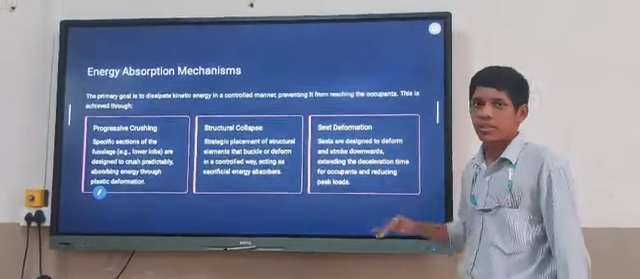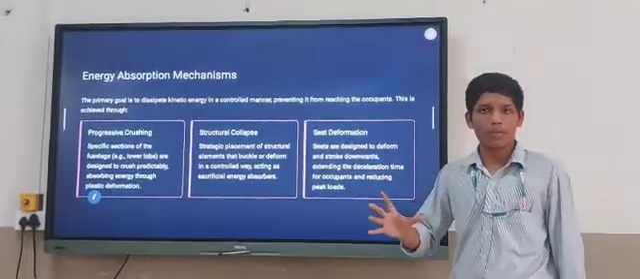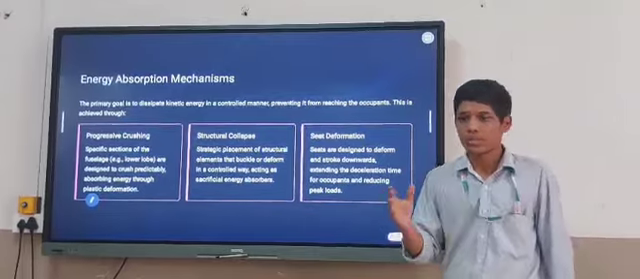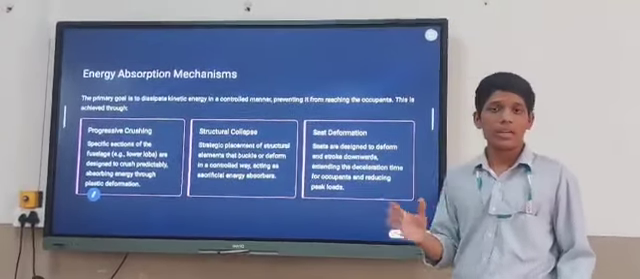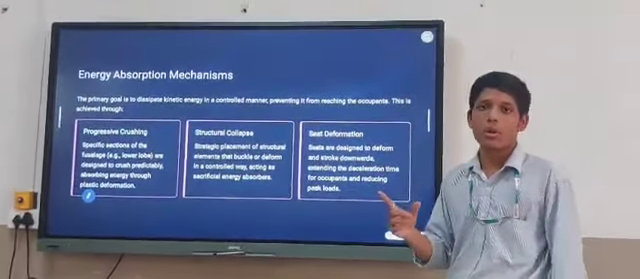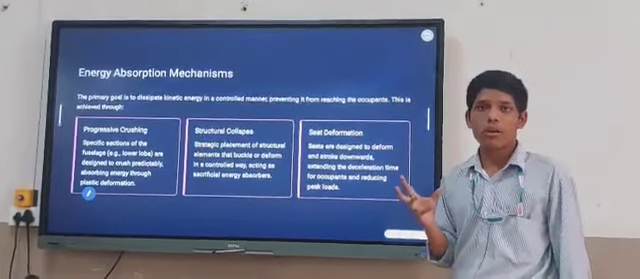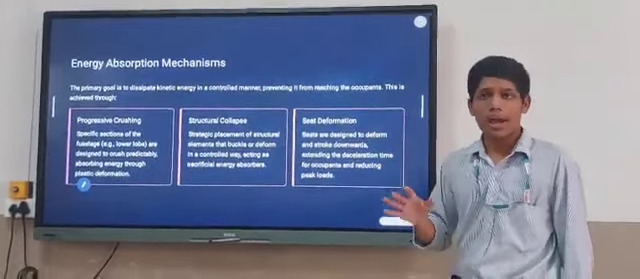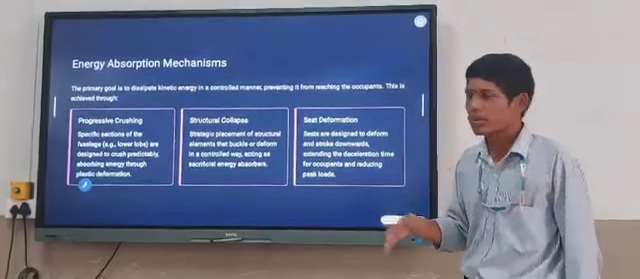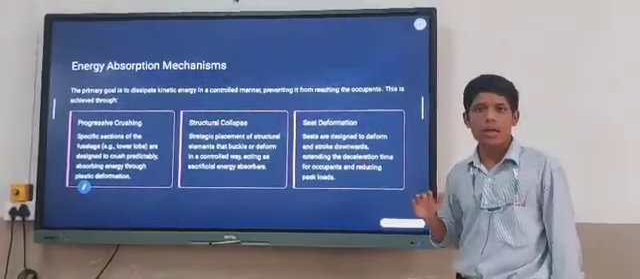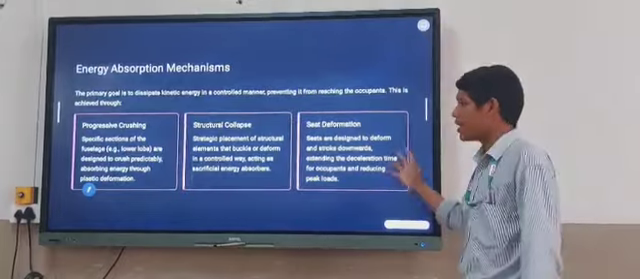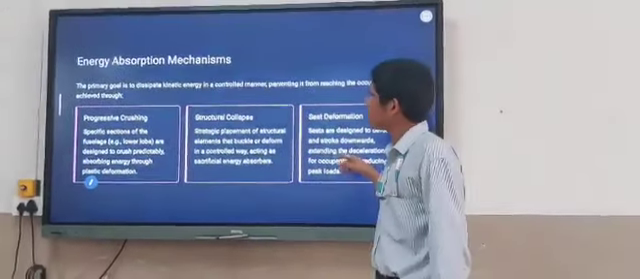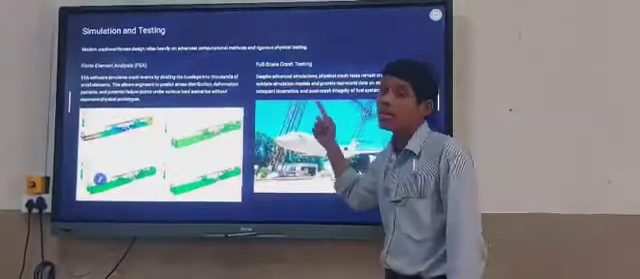And the seat deformation. Seats play a very important role in the fuselage, as seat design is not ordinary. Seats are designed to dissipate shock and absorb a lot of impact at the time of hard landings or crashes, in order to make sure the passengers are at utmost safety. The next point is simulation and testing.